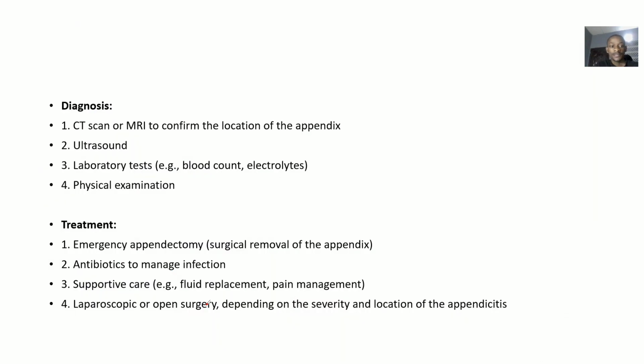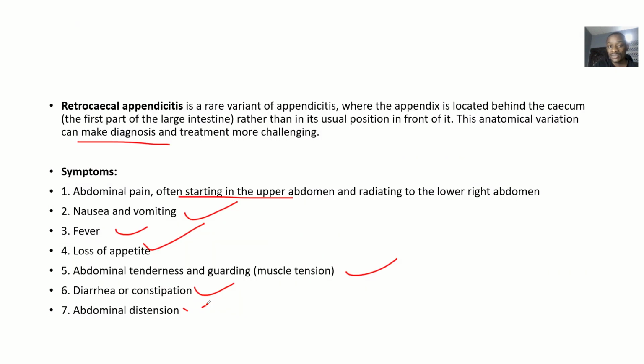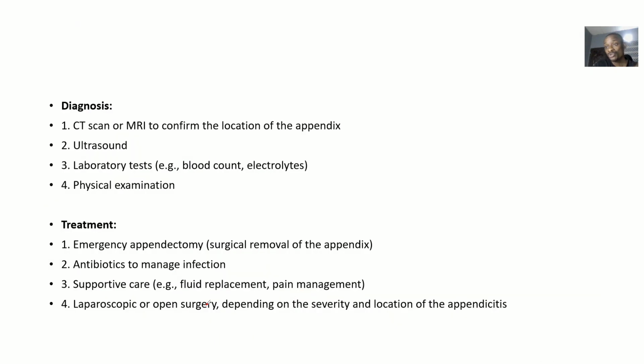Then of course the diagnosis. If you want to confirm, because it makes diagnosis challenging, you might want to do some imaging to see the internal environment, like what, CT scan, MRI scan, just to confirm the location of the appendix. You could also do ultrasound. You could do some laboratory tests like what? Blood count, electrolyte, physical examination.